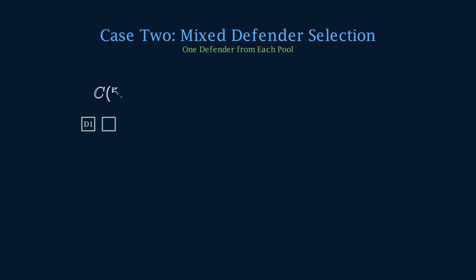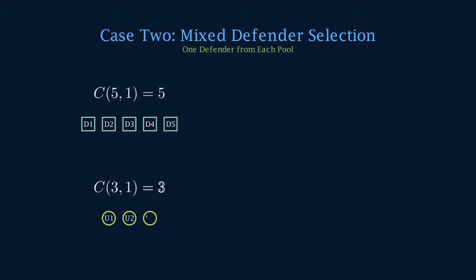Case 2. 1 defender from designated defenders and 1 from universal players. Write 5 choose 1 times 3 choose 1. First, choose 1 defender from the 5 dedicated ones. 5 choose 1 equals 5. Next, choose 1 universal player from 3. 3 choose 1 equals 3. Multiplying these together, 5 times 3 equals 15.